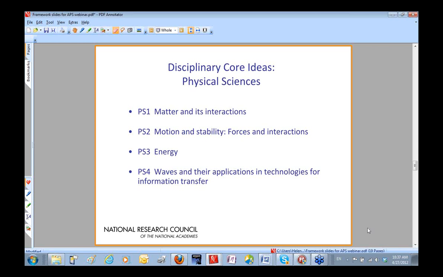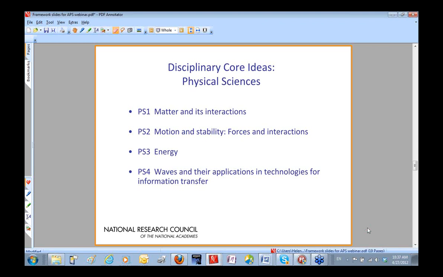You also see matter and its interactions, of course, contains the chemistry. It contains also some nuclear science, motion and stability, forces and interactions. That's the standard introductory physics ideas. Energy is defining energy and thinking about how energy is transferred and all the things you need to know about energy in order to understand what energy is.